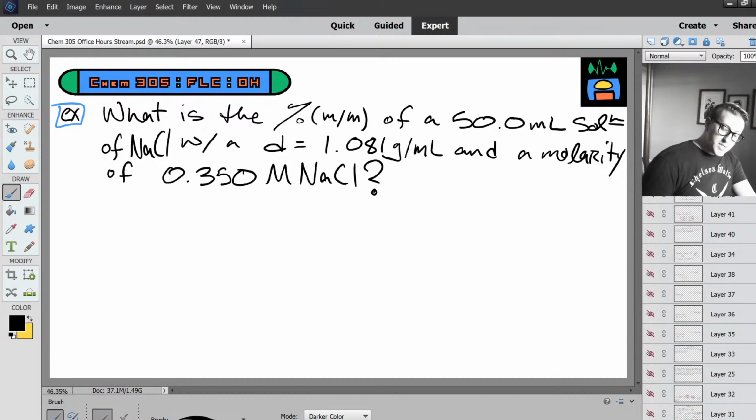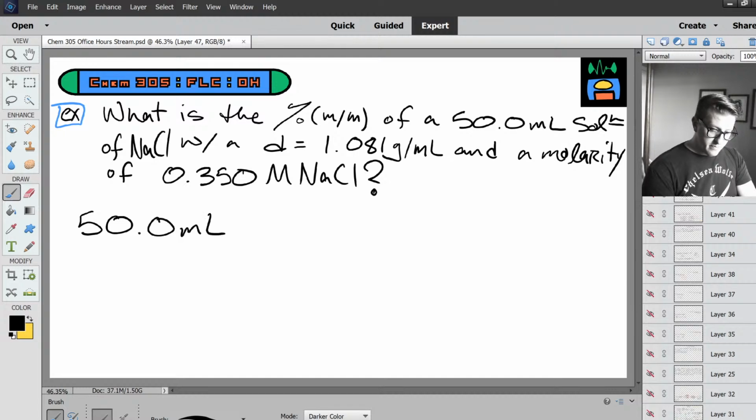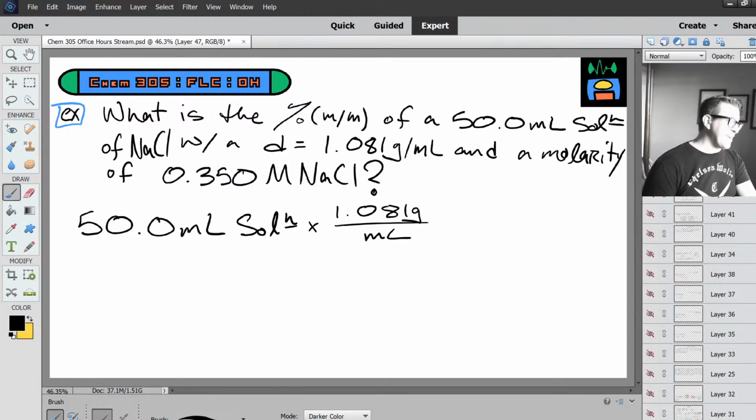So first, let's find the mass of our solution. We have a volume of 50.0 milliliters of solution. We can multiply this by our density, right? 1.081 grams per milliliter.